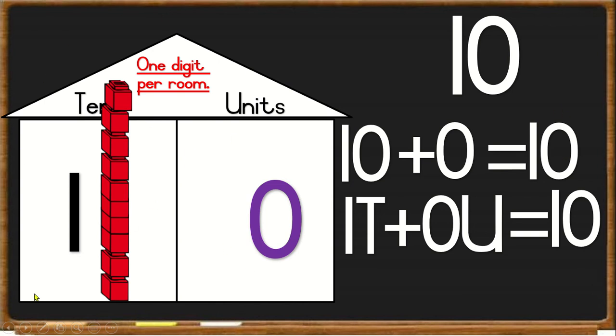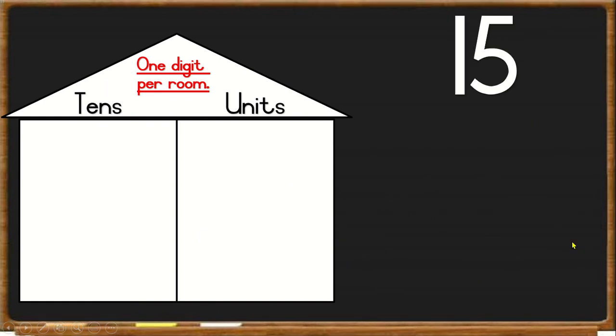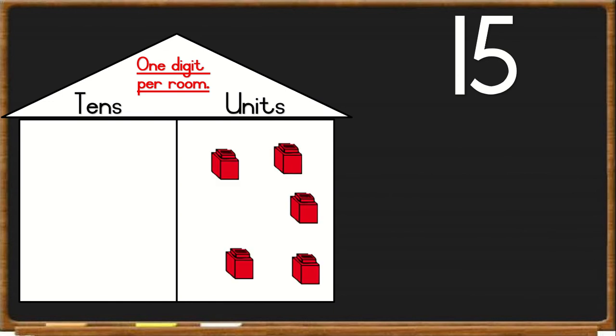But we know 10 blocks are called 1 ten, so 1 ten plus 0 units equals 10. Now let's look at the number 15. So we're going to have 1, 2, 3, 4, 5 units and 1 ten. On the left it will always be your tens, on the right it will always be your units. So 5 units and 1 ten.